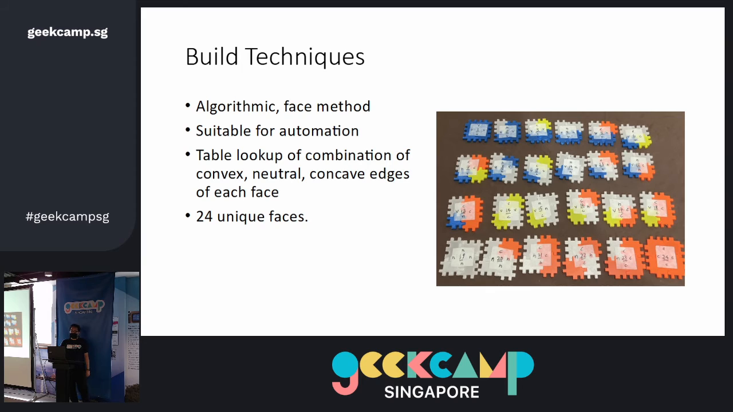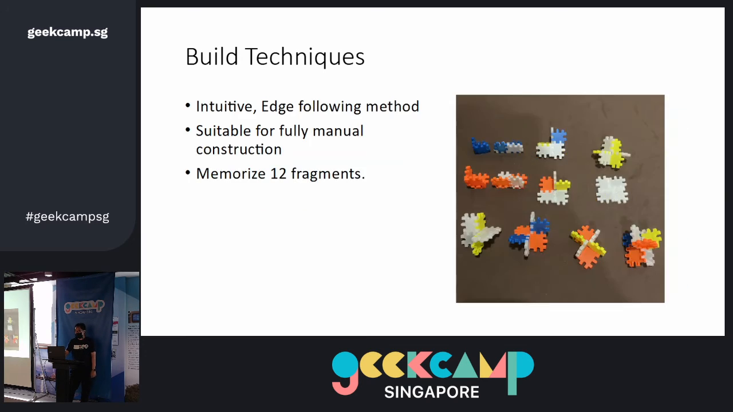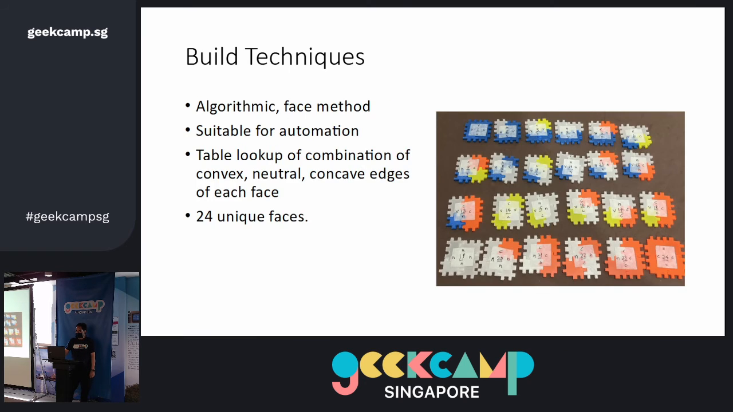The other method is to enumerate all the possible fragments for each face. This is more suitable for computer-based planning, to plan which tiles go where. But I haven't automated it yet. I just enumerated all the possible pieces, that's all. Because I still go back to this intuitive edge method, since I do mostly free play with this.